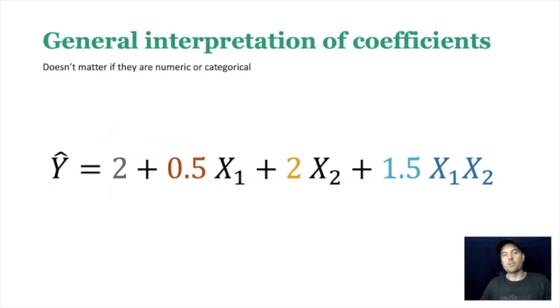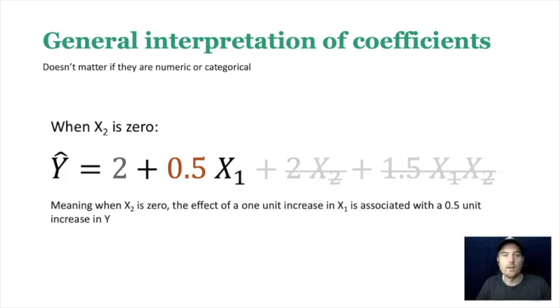So let's talk about the general interpretation of the coefficients. When we're actually running the model, we're still going to get coefficients out, but they're going to mean slightly different things when there's an interaction going on. The interpretation here, doesn't matter if the variable is numeric or categorical, they're all going to mean ultimately the same thing. There's just going to be nuance in how we talk about it. So let's talk about each of these in turn.